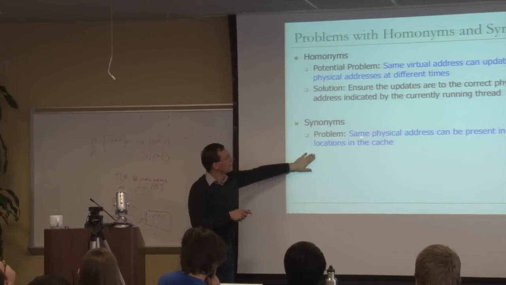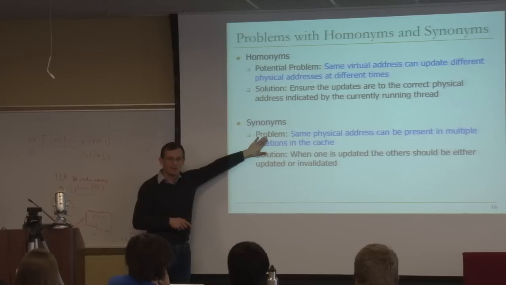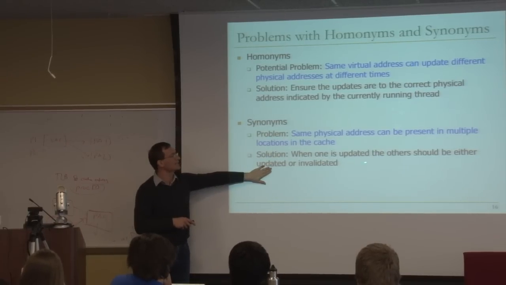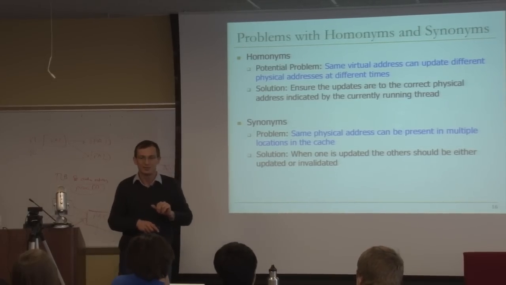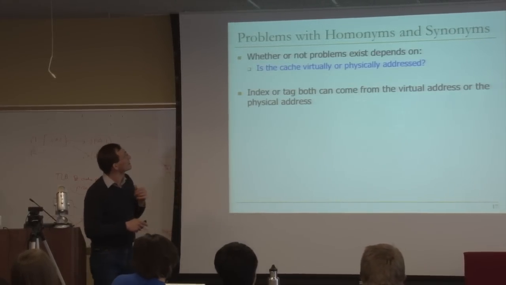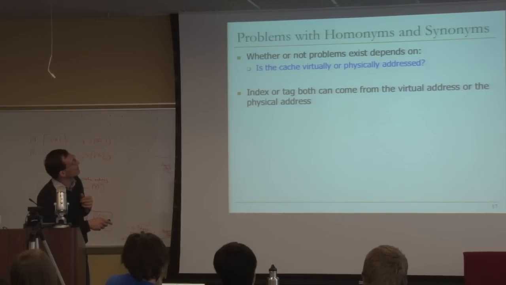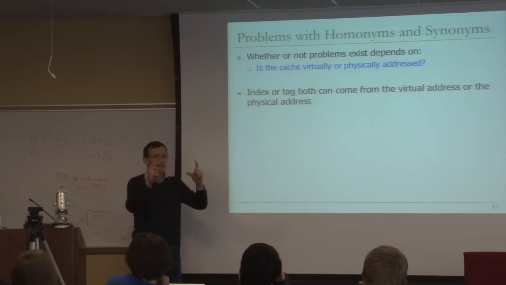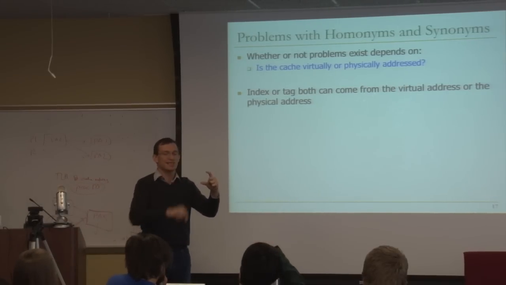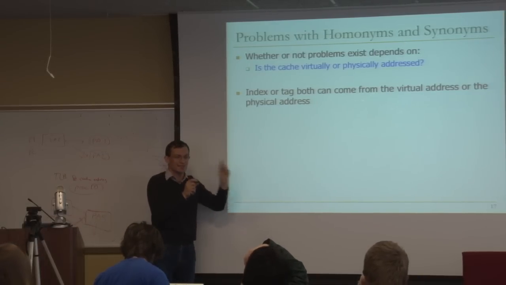For the synonym problem, as I discussed earlier, the same physical address can be present in multiple locations in the cache. One solution is that when one is updated, the others should be either updated or invalidated. That's one solution; there are actually other solutions that we will discuss. So let's take a deeper look at the synonym problem. Whether or not problems exist depends on whether the cache is virtually or physically addressed. What does this mean? Basically, there are two things that come from the address to access a cache, the tag and the index, and these can both come from the virtual address or the physical address.